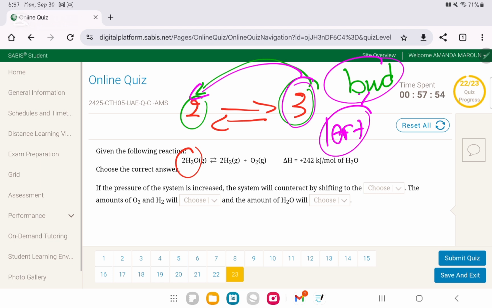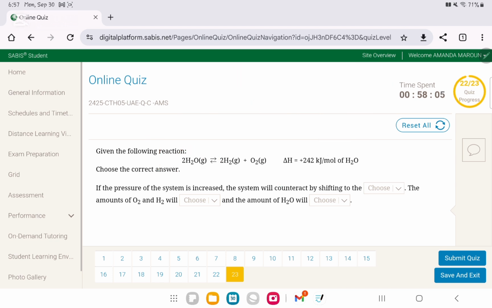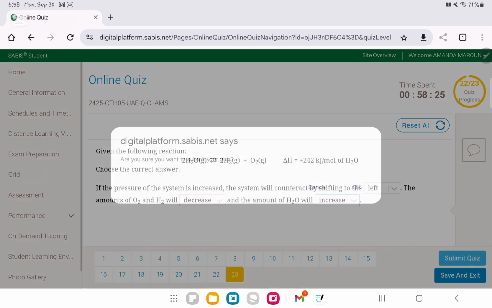So since the product is giving to the reactants, then definitely the amount of products will decrease and the amount of reactants will increase. So if the pressure of the system is increased, the system will counteract by shifting to the left. And the amount of O2 and H2, because they are the products, will decrease because the products are giving to the reactants. And finally, since the reactant is H2O, then H2O will increase.